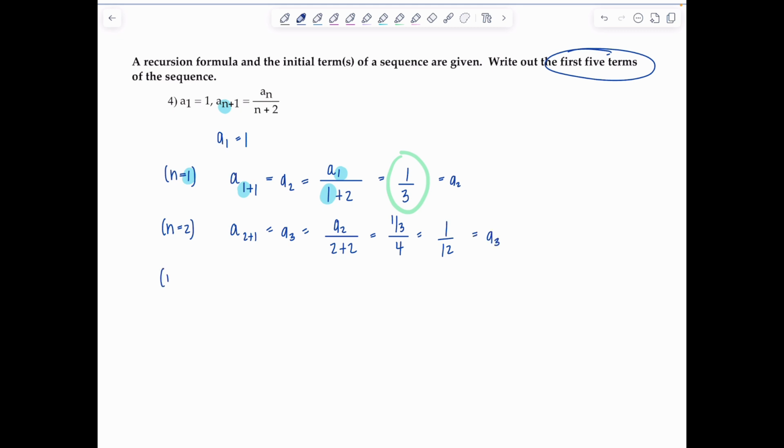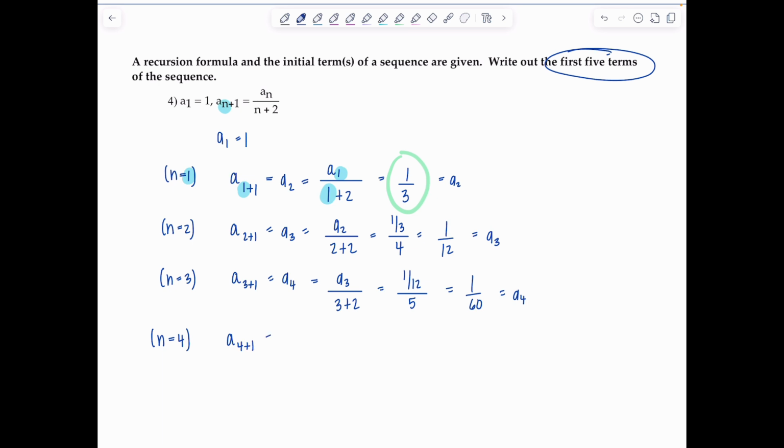Good. You all right? This is a sub 3. Now let's move on. N equals 3. I'm going to get a sub 4. So a sub 3 plus 1, that's a sub 4. It equals a sub 3 over n plus 2. So 3 plus 2. So take the term that came before, 1/12, divided by 5. That's 1/60. That's a sub 4. And then we have to go up to the first 5 terms. So one more. N equals 4.